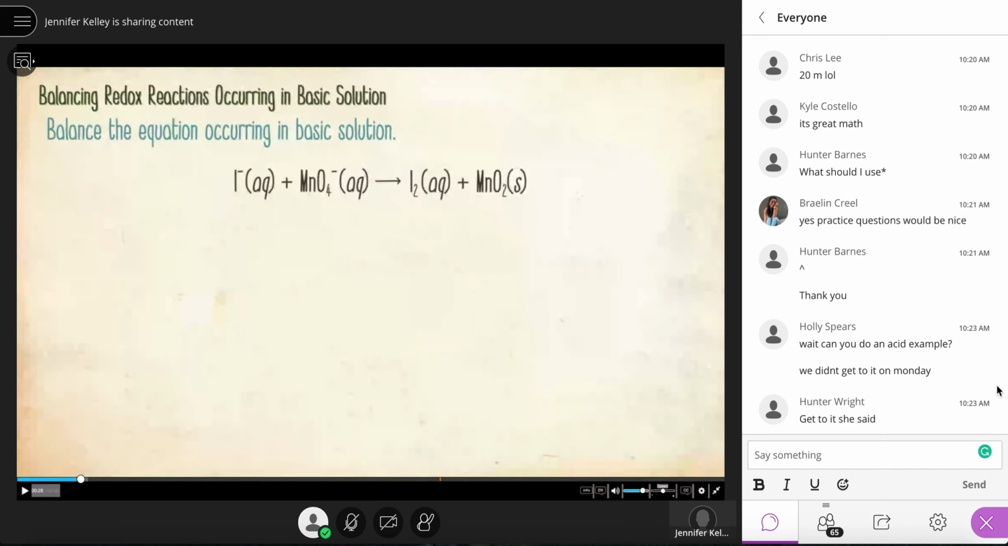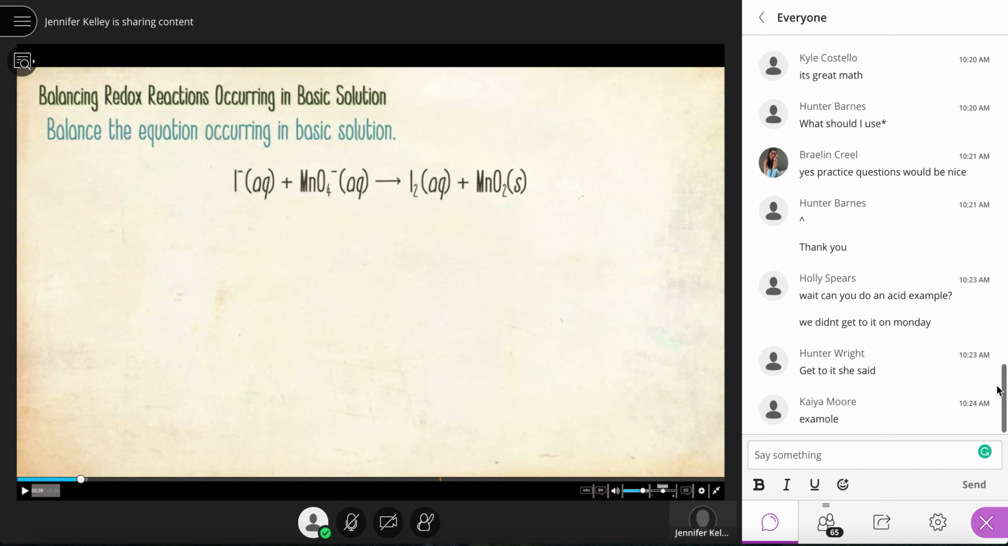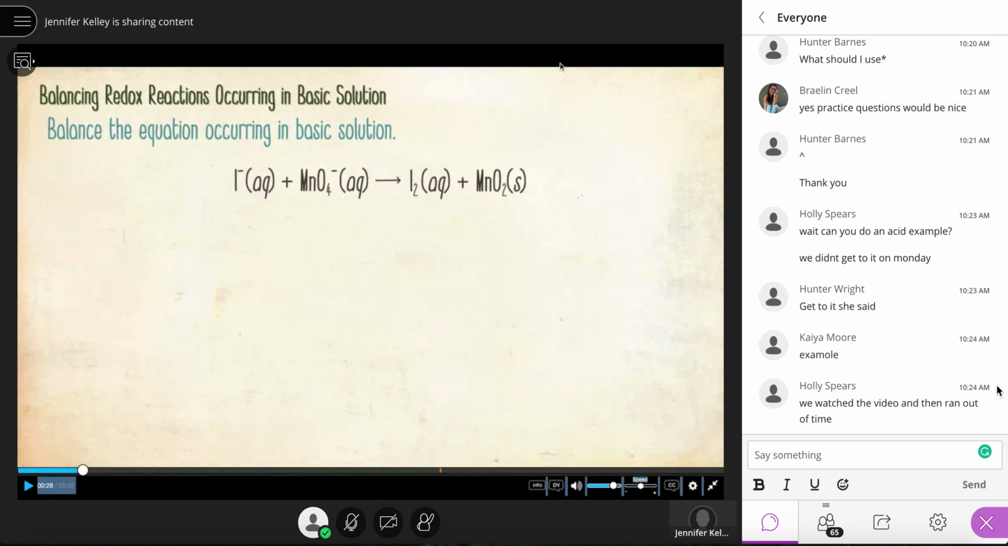So are you guys saying we did not get to the balancing the ones with acid on Monday, or I didn't get to the example on Monday? The example, okay. All right, I'll finish doing this one. I'm going to do an example of both of them.